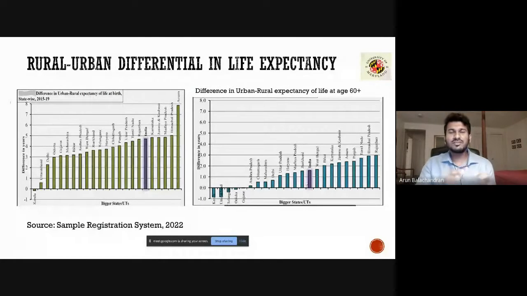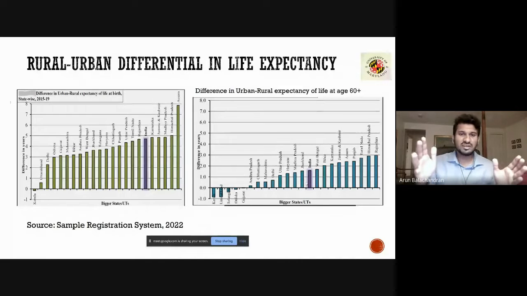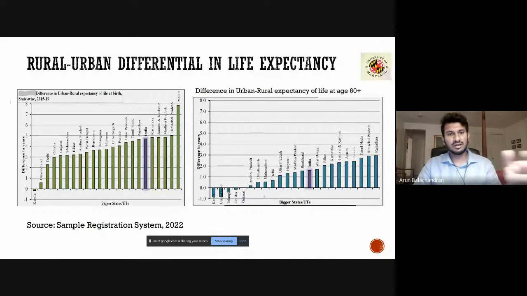Let me also put this in my last slide about the background. There is also an urban rural differential in the factors that led to this demographic change, which is population aging. So here we can see that there's a rural urban differential in life expectancy, which we are all aware of. That is, rural India normally has a lower life expectancy at birth compared to their urban counterparts.